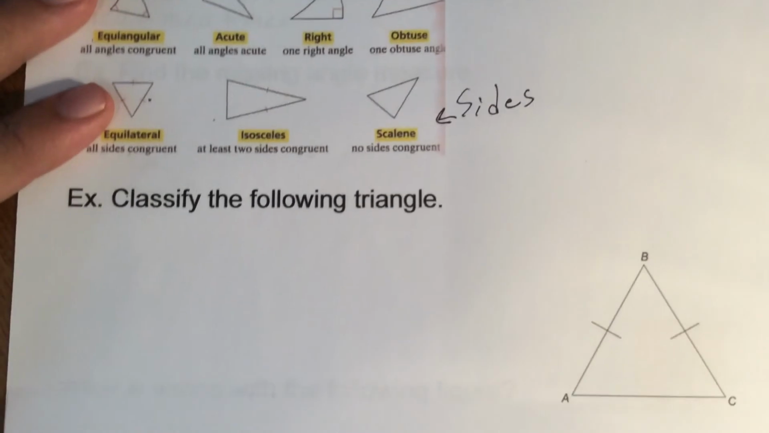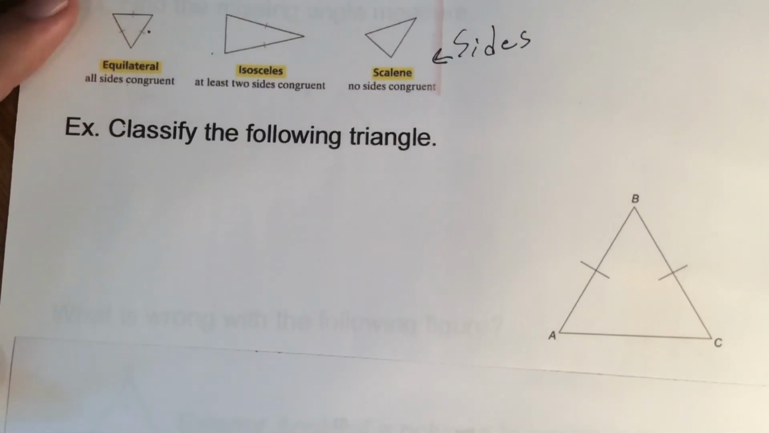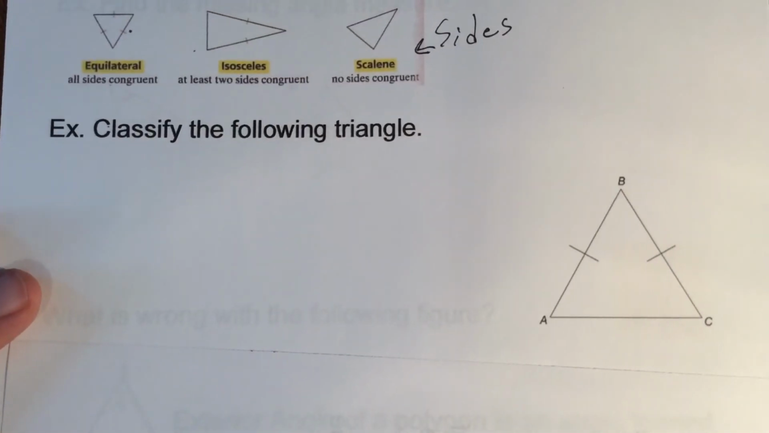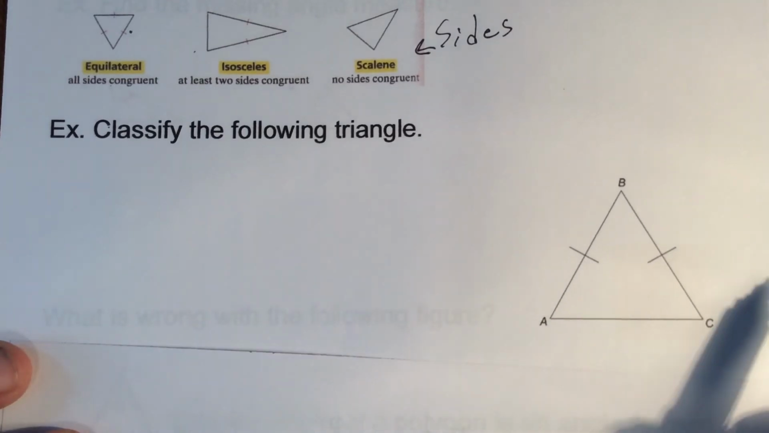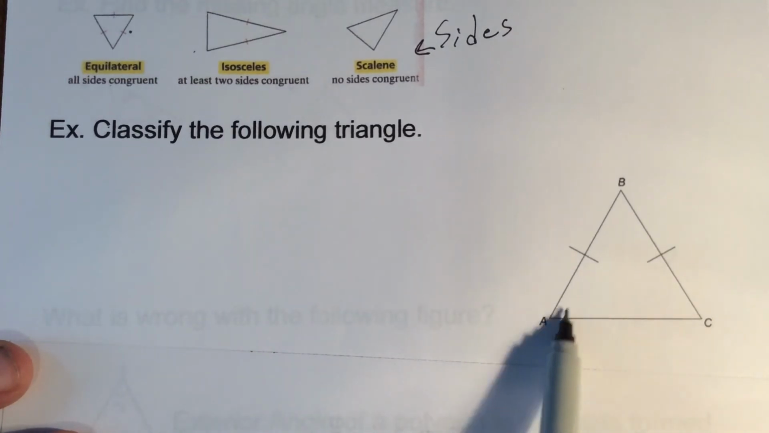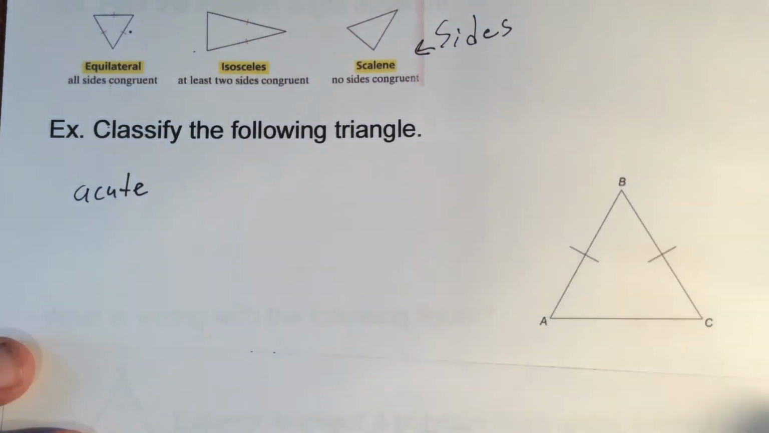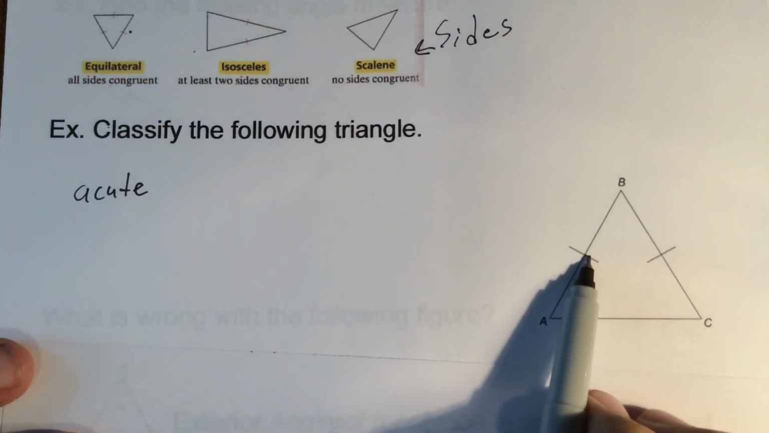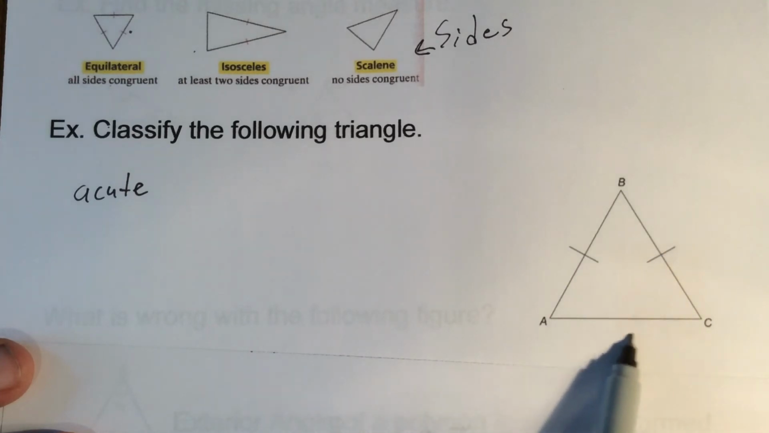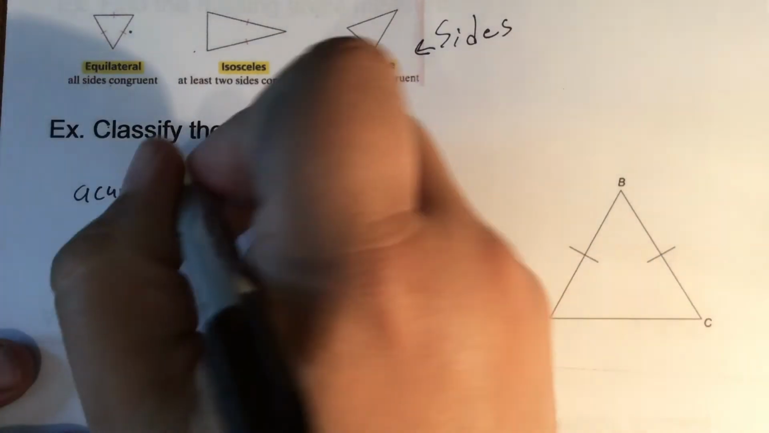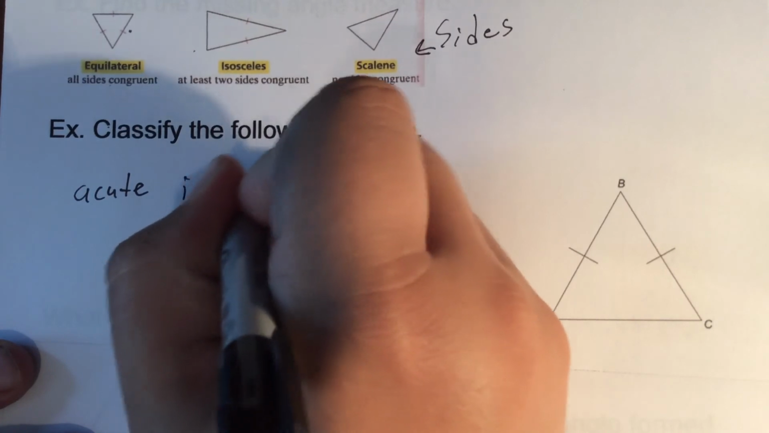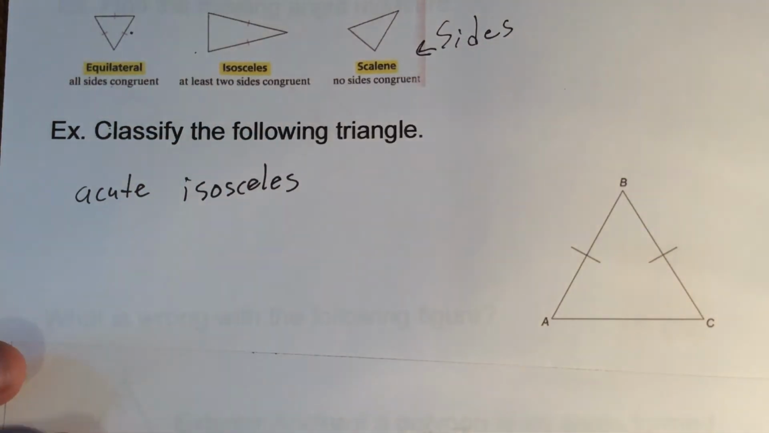So, classify this triangle. Well, first off, angle-wise, all of these are less than 90. So it's going to be acute. But if you also notice, we have a tick mark here, no tick mark on the bottom, which makes it isosceles. So two ways to identify it, one by the angles, one by its sides. So this would be an acute isosceles triangle.